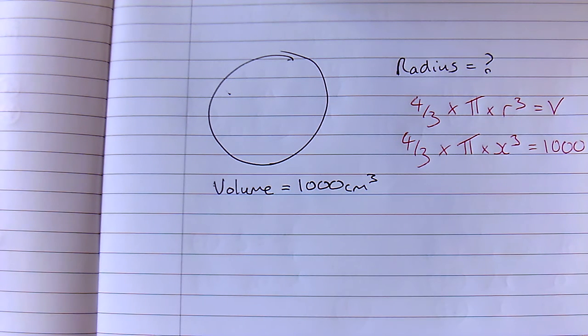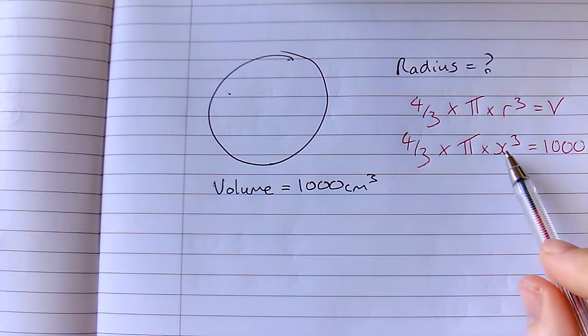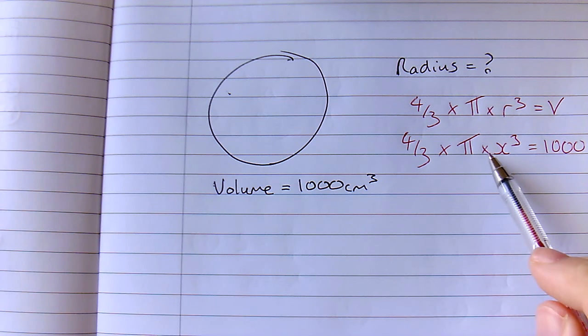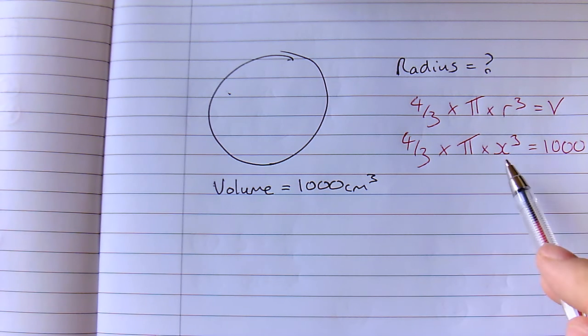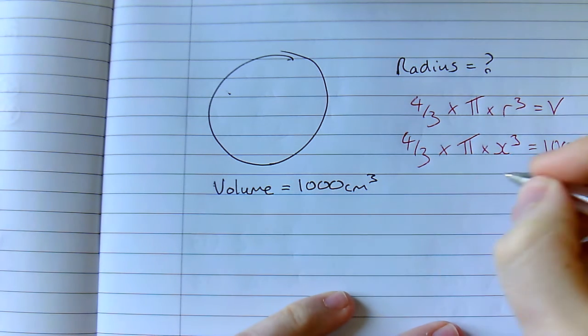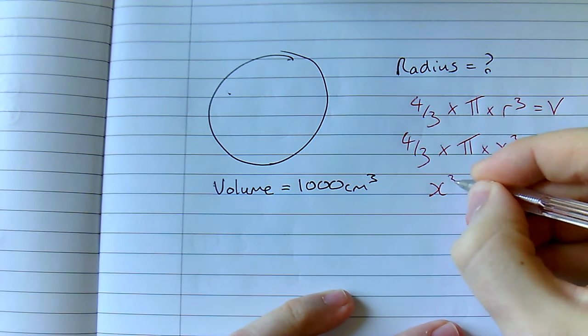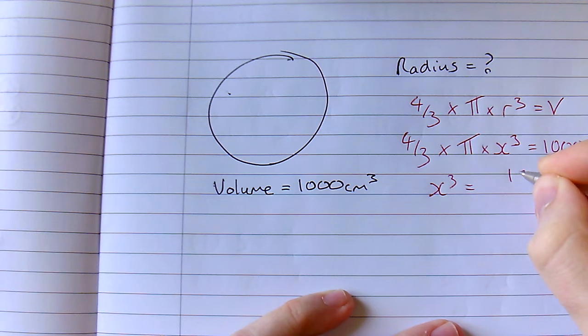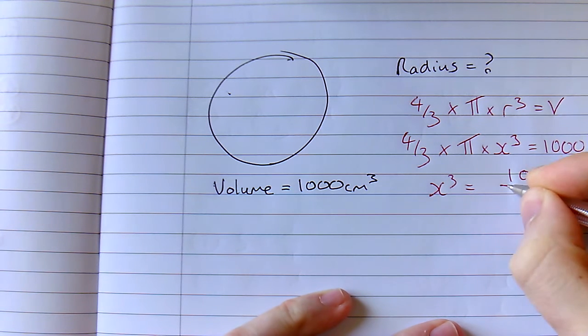For my next step, I'm going to have to try and find x. In order to do this, I'm going to have to undo all the things I have done up until this point. First off, I cubed it, but that's the last thing to deal with. Then it was times by pi and times by 4/3. So I'm going to divide by pi, which has been times by 4/3. Observe, this is how you set it up. So x cubed equals, and of course the 1000 is what is going to be divided here.